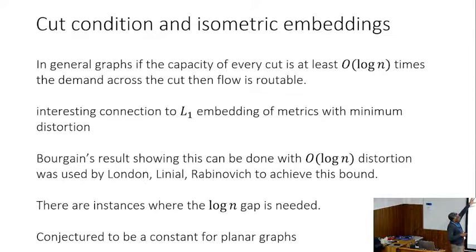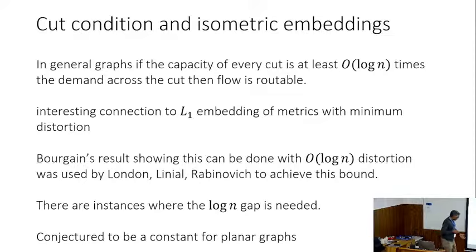And there's an interesting connection of this to the L1 embedding of metrics with minimum distortion. I will not be going into that today. And the connection actually allowed London, Linial and Rabinovich to use a result of Bourgain to obtain that log n result. And that log n is actually tight, which basically means that there are graphs for which you need the capacity of cuts to exceed demand across them by a factor log n to make the flow routable. And these are usually expander graphs.